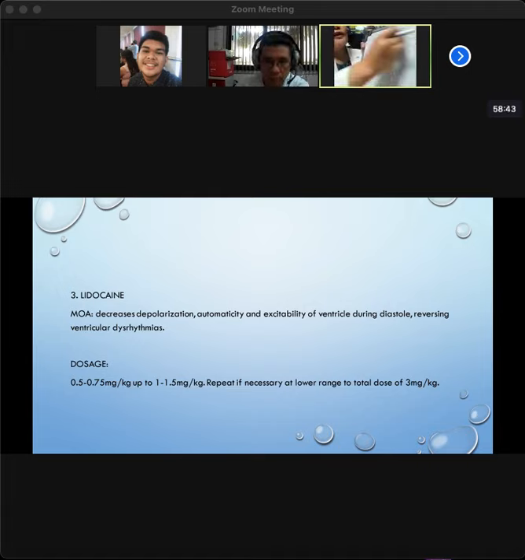Okay, how about your lidocaine, your amiodarone? Diba, they are usually used for anti-arrhythmia. Okay? So let's just discuss. Mabilis lang. Yung action potential. So you have your phase 1, phase 2, phase 3, phase 4. Okay? So this is the action potential, depolarization. Okay? This is the usual kung ano yung nangyayari during depolarization.